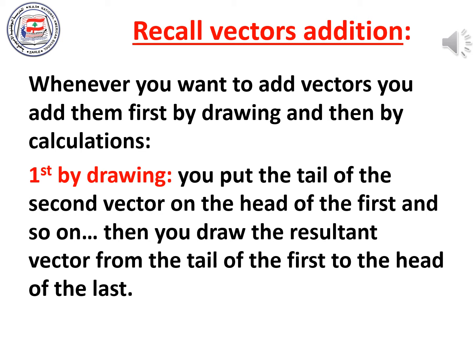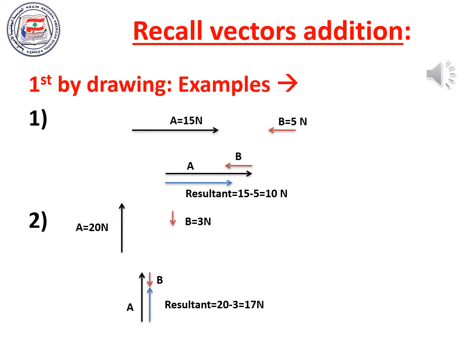And then I draw the resultant vector, which is the total vector, from the tail of the first to the head of the last. We will see several examples. In the figure in front of you, you can see the first two examples. They are very simple because here the vectors are on the same coordinate axis.